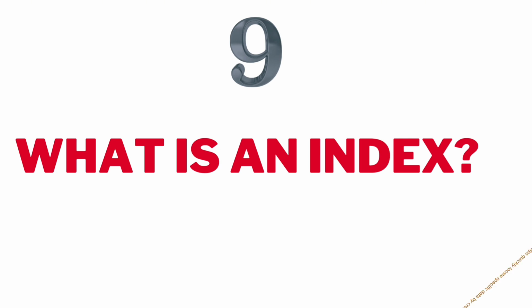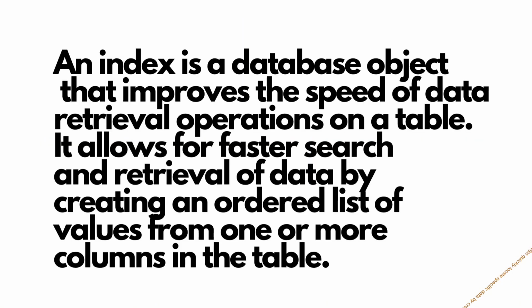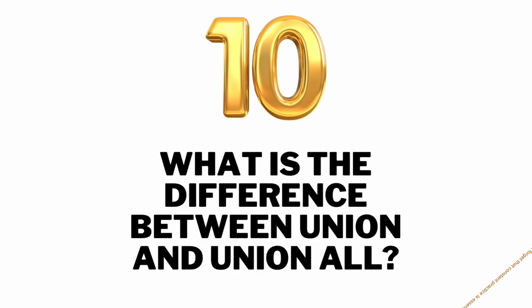9. What is an index in SQL? An index in SQL is like the index at the back of a book. It helps quickly locate specific data by creating a sorted reference to rows in a table, making searches faster. An index is a database object that improves the speed of data retrieval operations on a table. It allows for faster search and retrieval of data, as an ordered list of values from one or more columns in the table. Don't forget that constant practice is essential to excel.